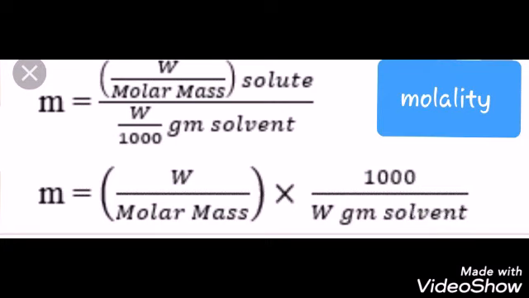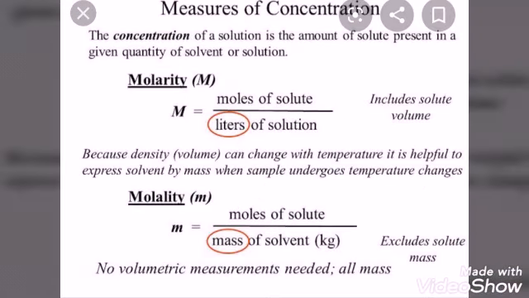Now come to this formula of molality in the elaborated form. I have elaborated this formula. W2, that is the given mass of the solute, upon M2, that is the molecular mass of the solute, multiplied by 1000 upon W1, that is the given mass of the solvent.